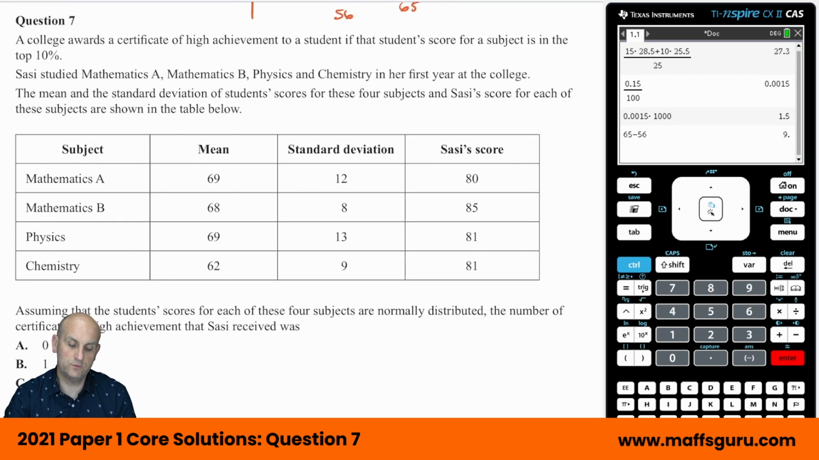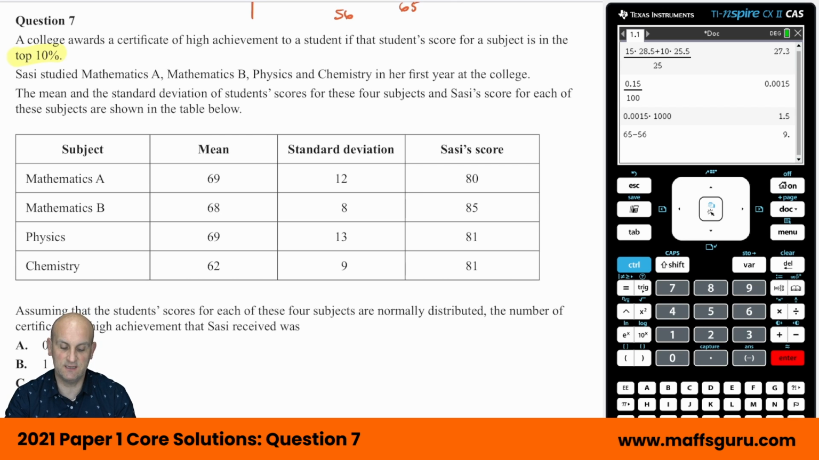Question number 7, a college awards a certificate of high achievement to a student whose scores are in the top 10%. Now, I'm going to be honest with you guys, this question's thrown me a little bit. I'm going to give my answer. Hopefully it's going to be the right one. All right, but I'll explain why it's thrown me a bit.